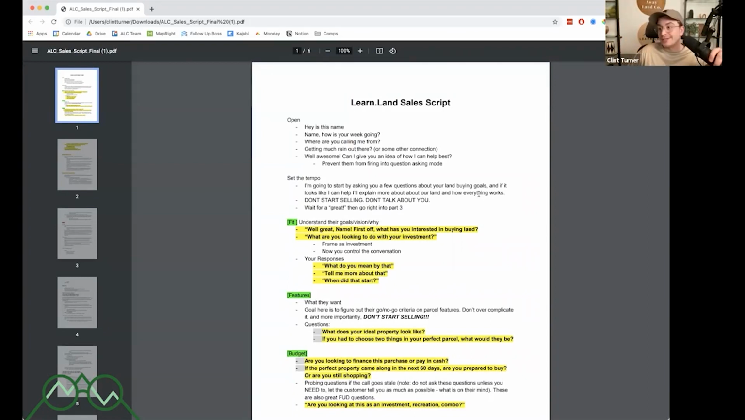We spent a lot of time on this. I spent a lot of time talking to people who want to buy land, and at the end of the day, I've boiled it down so pretty much everything is on this sheet. To be honest, this is a very robust document.